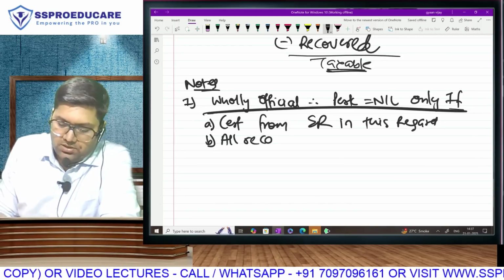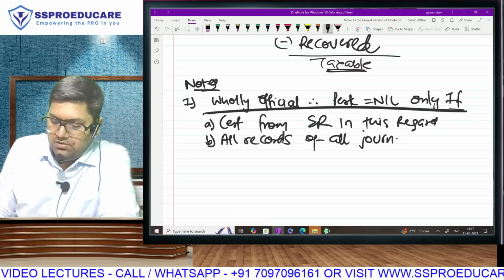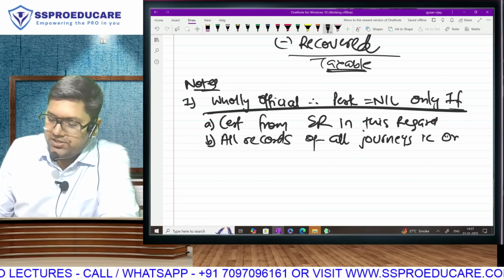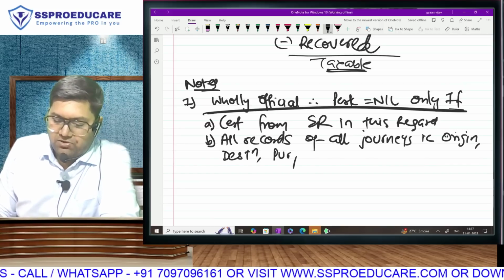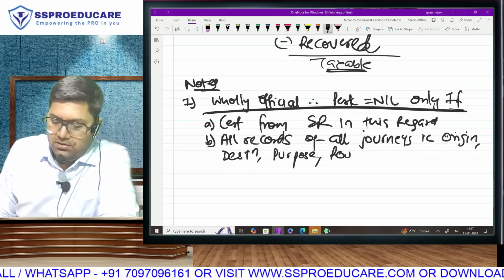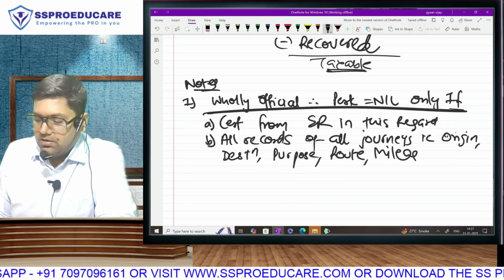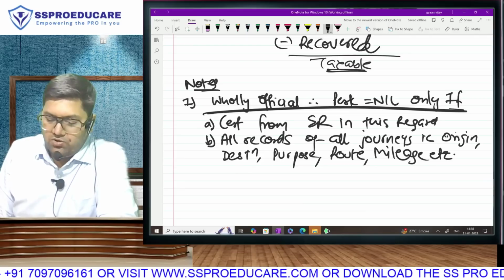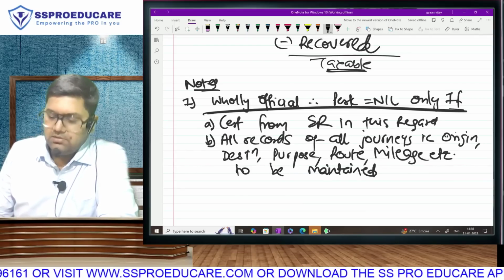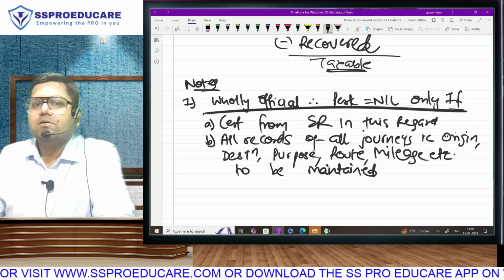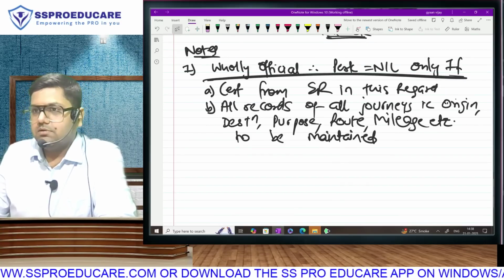All records, I've explained this to you, of all journeys: the origin of that journey, the destination of that journey, the purpose of the journey, the route taken. You know, from one place to another, there can be multiple routes. The mileage of the car. All details of all journeys have to be maintained to prove it. Otherwise, we will not accept it to be wholly official. Is this clear, everyone?